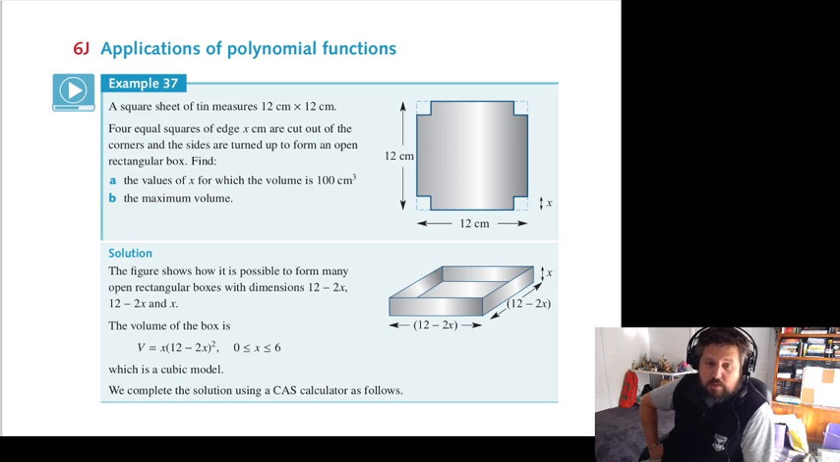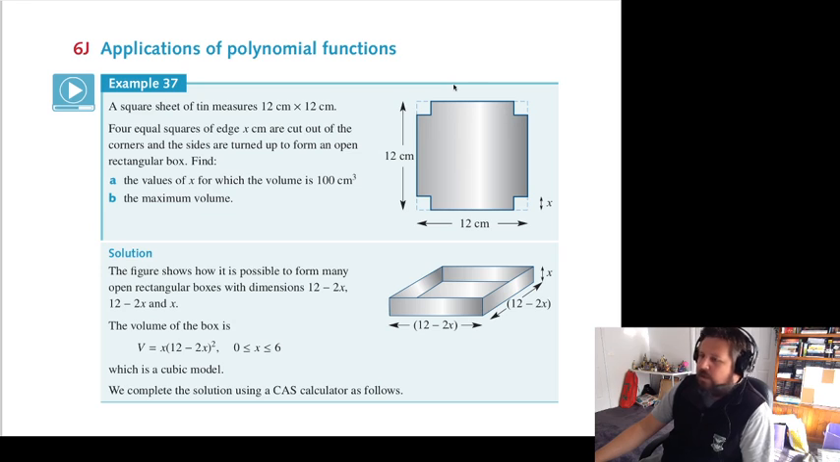So it says here we've got a square sheet of tin and it measures 12 centimeters by 12 centimeters. Yep. So in reality you can have a square piece of paper, and you can cut out the edges and fold it into a box, a rectangular box. Now when we say we're folding it into a box, it's an open box that will look like this. There's no top on it.